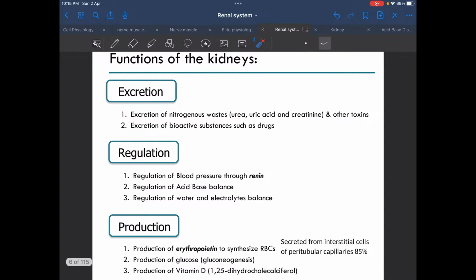Now let's move on to the functions of the kidneys. So the first thing is excretion. It leads to excretion of nitrogenous wastes.